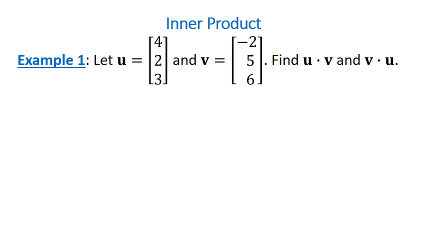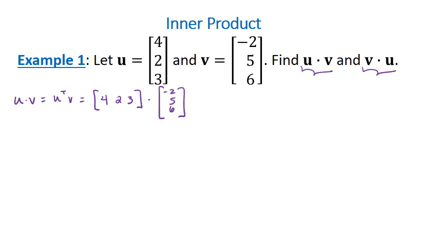Let's look at an example. We are asked to find two things here. Let's start with u dot v. Recall that u dot v is the same thing as u transpose v. If I transpose u, I have this here, and v is this. If I multiply these two vectors, I end up with 4 times -2 plus 2 times 5 plus 3 times 6, and this gives me 20.